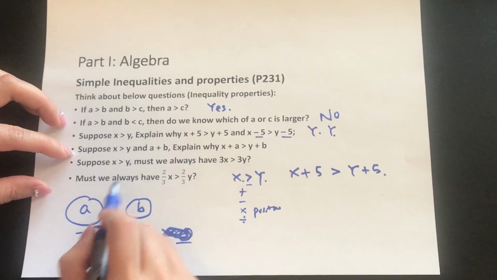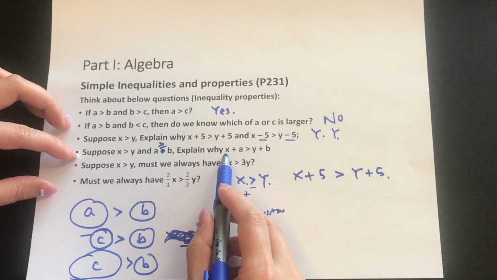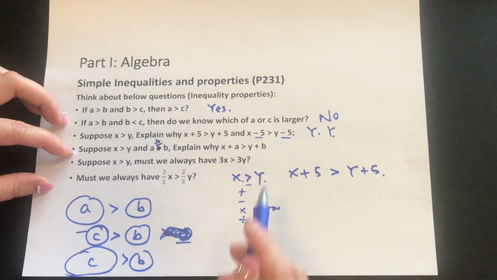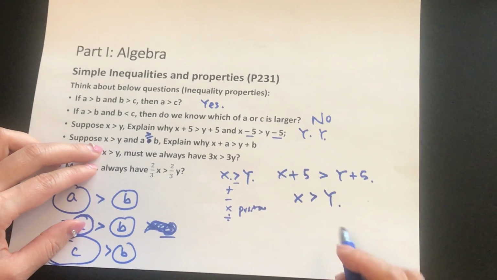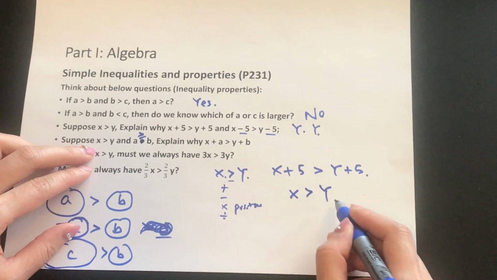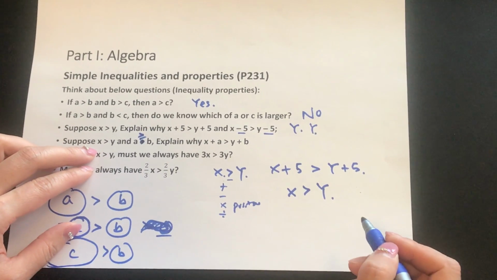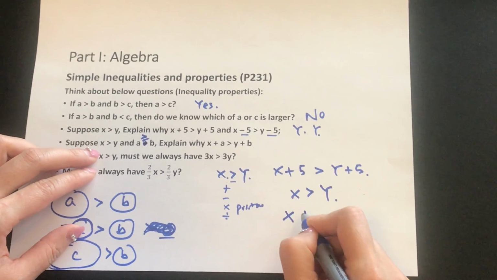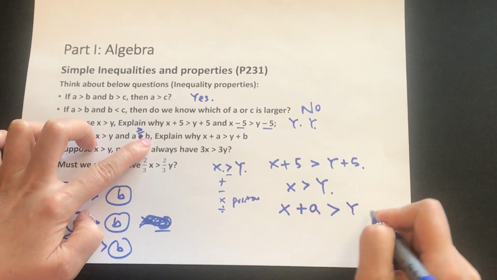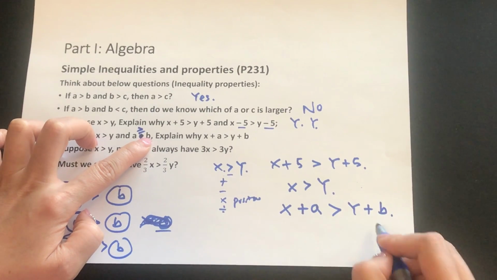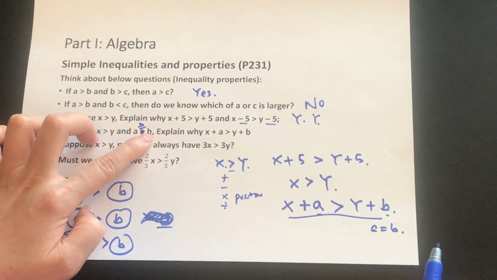Suppose x greater than y and a greater or equal to b. Explain why x plus a greater than y plus b. Okay, so we started from x greater than y. We can add some number to both sides without changing this greater sign. If a equals b, we will still have this inequality, because a equals b, right?